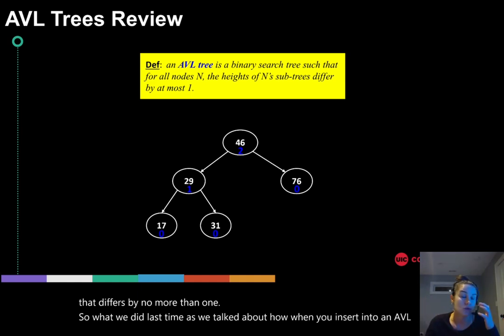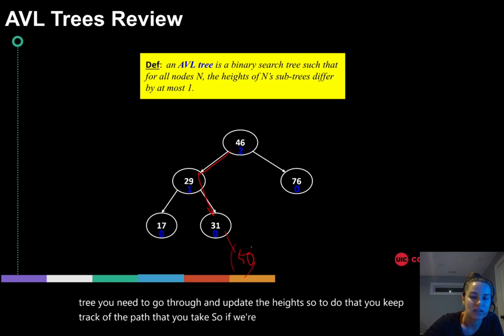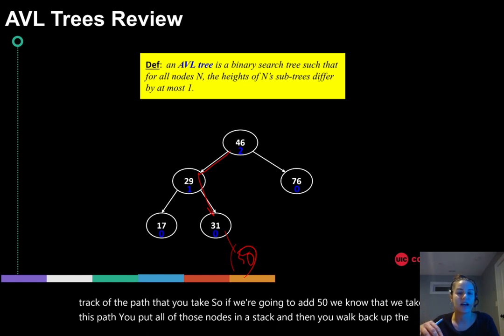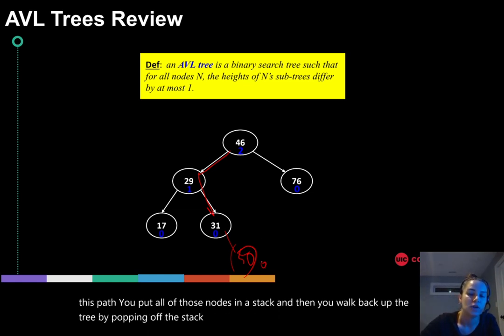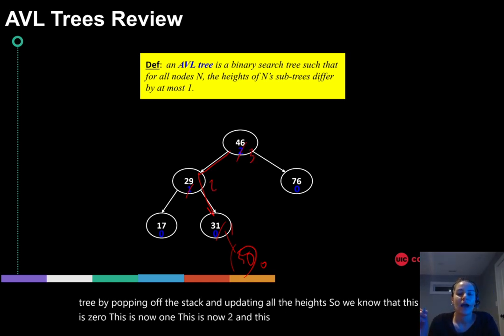So what we did last time is we talked about how when you insert into an AVL tree, you need to go through and update the heights. To do that, you keep track of the path that you take. So if we're going to add 50, we know that we take this path. You put all of those nodes in a stack, and then you walk back up the tree by popping off the stack and updating all the heights. So we know that this is 0, this is now 1, this is now 2, and this is now 3.